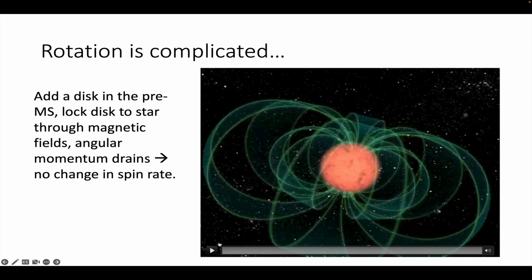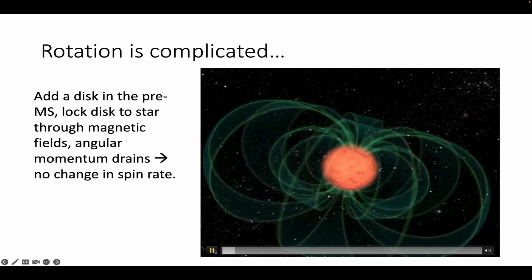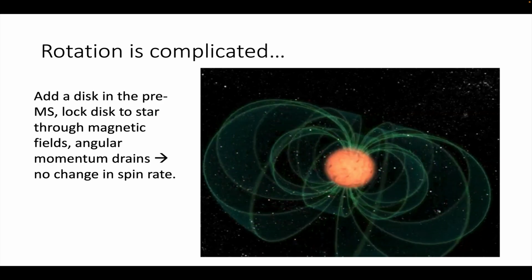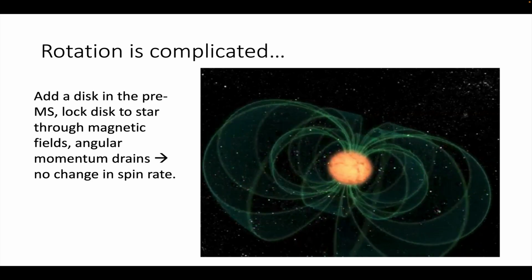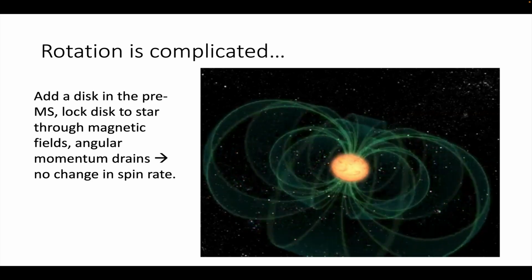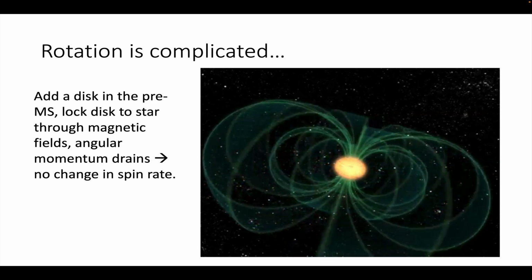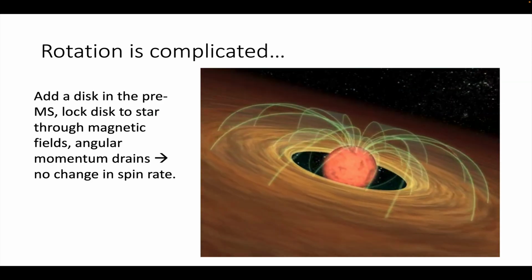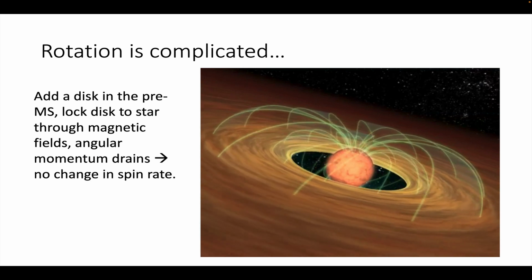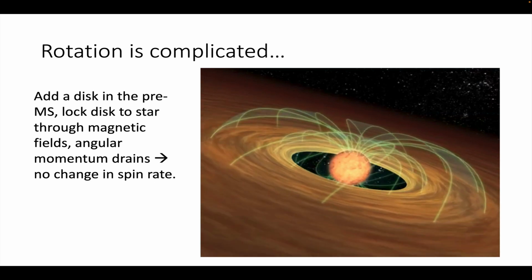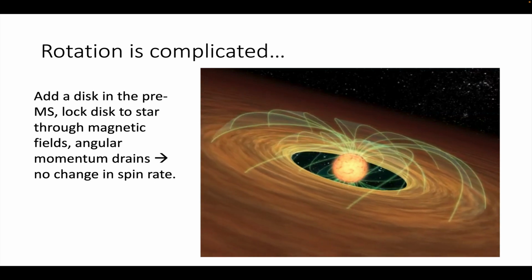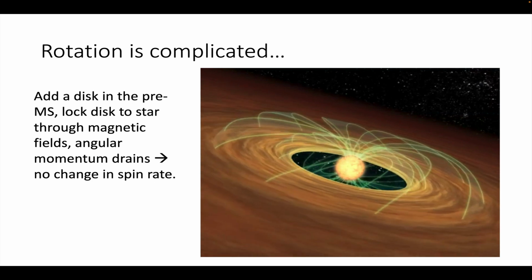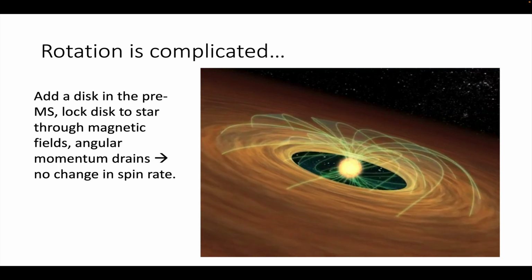And when you start to incorporate rotation, which is a lot of what my research interests are, then it gets really complicated. So here we've got a young star that doesn't have a disk, and those green things are supposed to be magnetic field lines. When you have a young star that's contracting toward the main sequence, it's going to spin up because it's getting smaller. But when you have a disk around it, because that disk is ionized, it can't drag the magnetic field lines through the disk. So even though the star is contracting, it can't spin up.